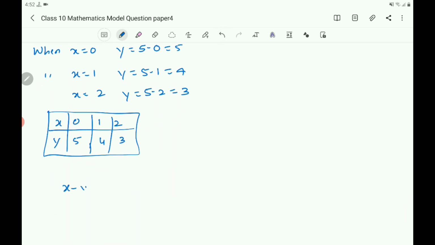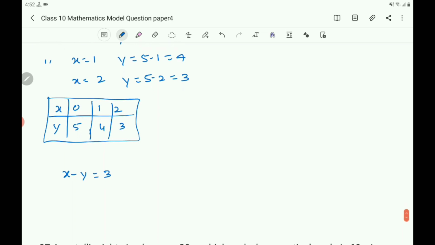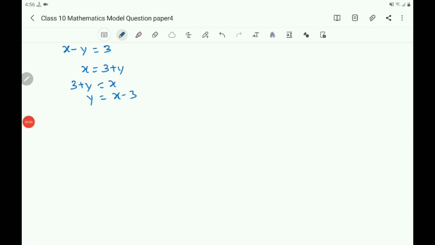x minus y equals 3. It is already discussed that as this y has a negative sign, first you transfer that to the RHS, then it becomes x equals 3 plus y. So you got 3 plus y equals x. Then y equals x minus 3.